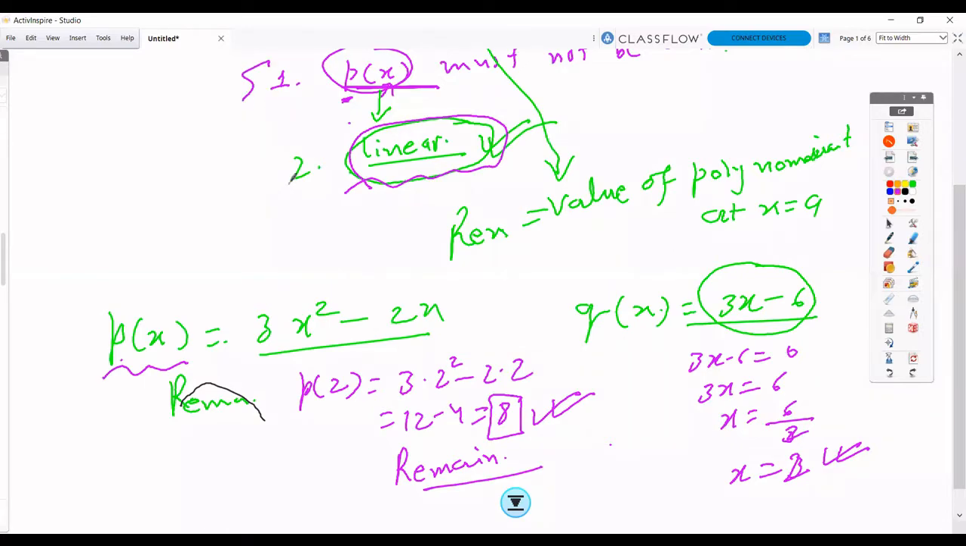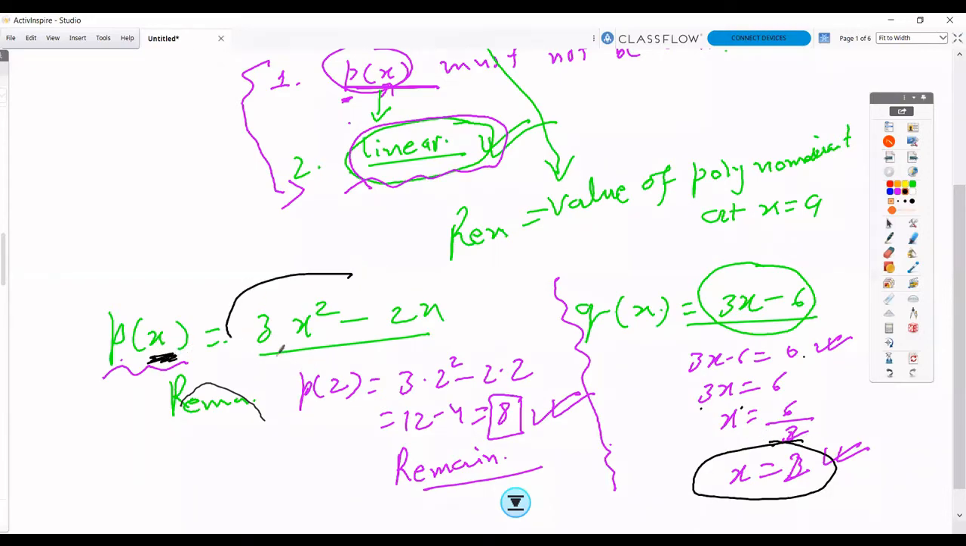If these conditions are fulfilled, then we are moving ahead for the solution of the question. And how are we getting the solution? First, we take the divisor and equate it with 0, find the value of x, and then replace the value of x in the original dividend polynomial. So, two steps.